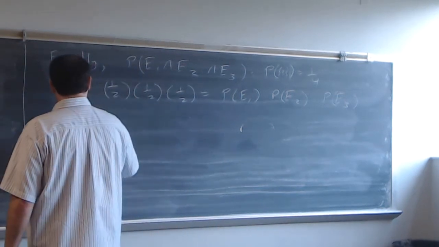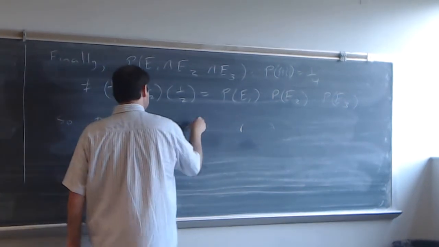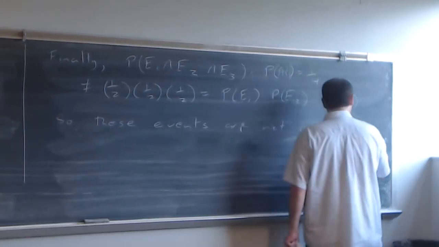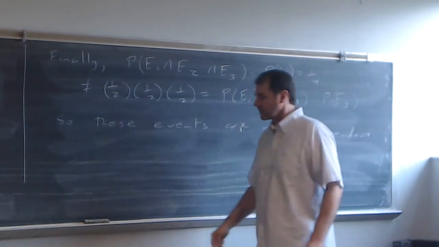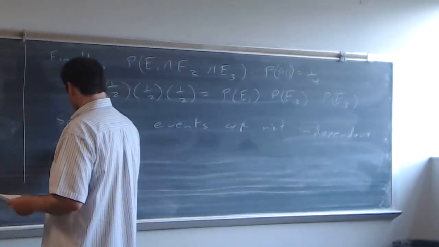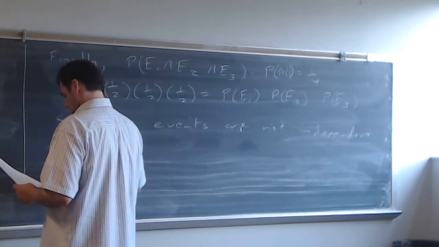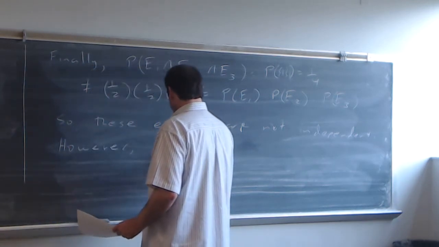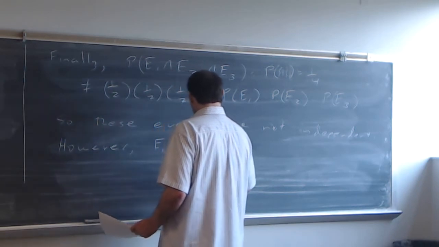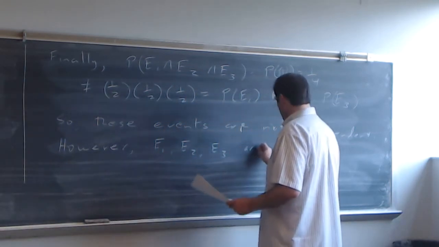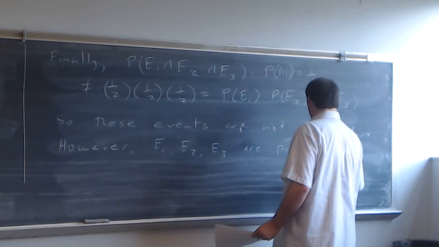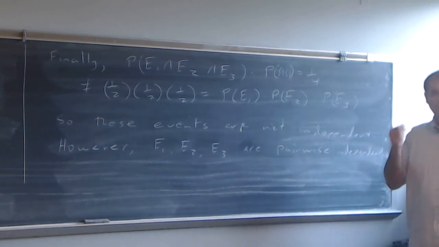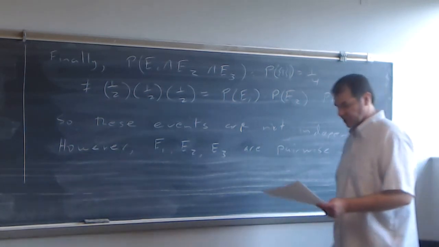So, these events are not independent. They're not independent. But they are something: E1, E2, and E3 are pairwise independent. So any two of them, taken together, would be independent of each other.